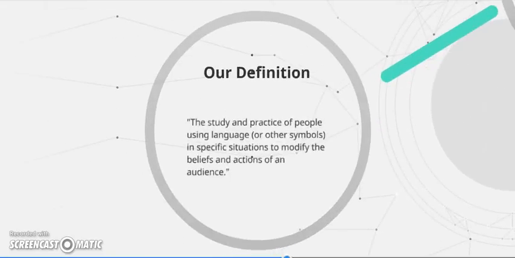Now, this is one that I have cobbled together from a number of definitions that are in circulation in the modern academic discourse on rhetoric. Let me read it to you. Rhetoric is the study and practice of people using language or other symbols in specific situations to modify the beliefs and actions of an audience. Now, take a minute, read through this again, and think about what are the crucial and important words.